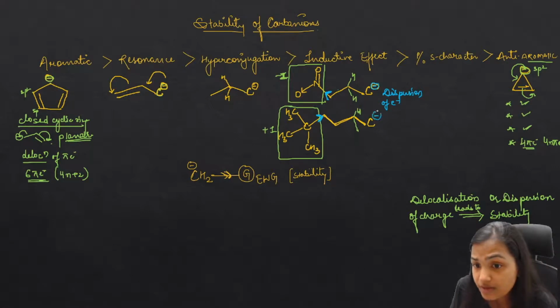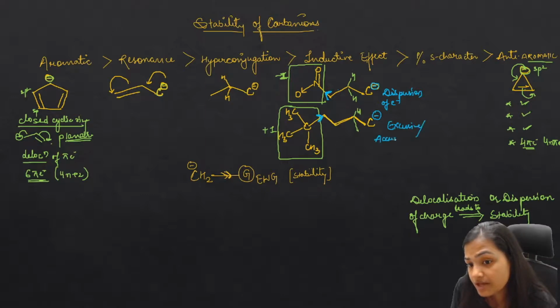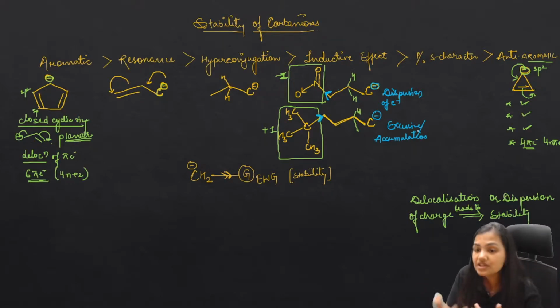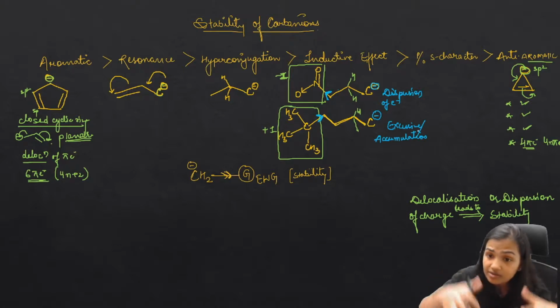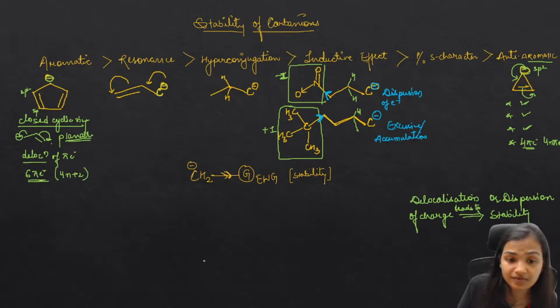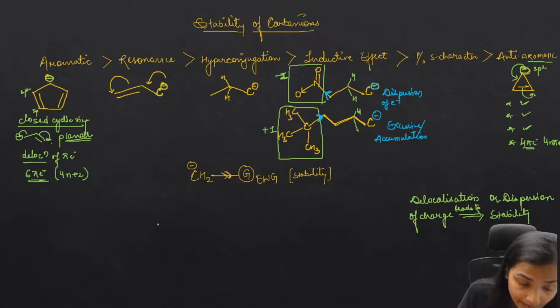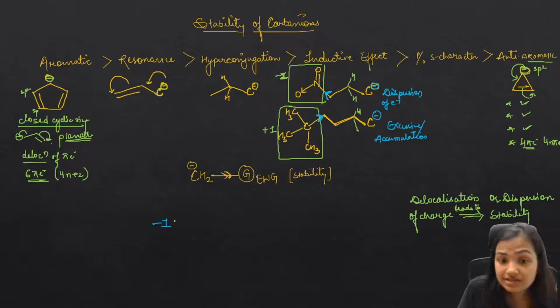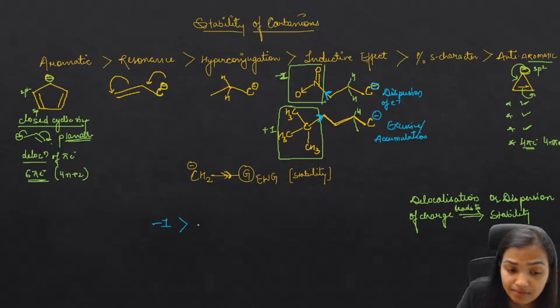Here what we are doing is excessive charge. There will be the excessive accumulation of charge. Whenever we do have accumulation of charge or the intensification of charge, or when the charge gets more and more increased, then this leads to instability. Okay, so we can say that if we do have the inductive effect, we have to focus on the inductive effect. Then always remember, the minus I effect will stabilize rather than the plus I effect.